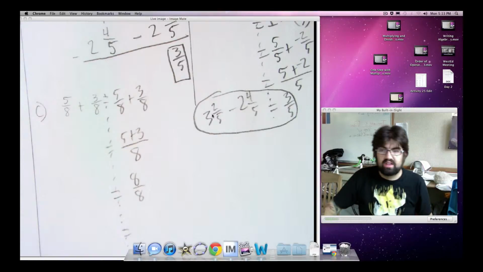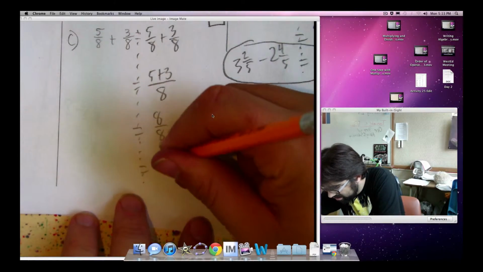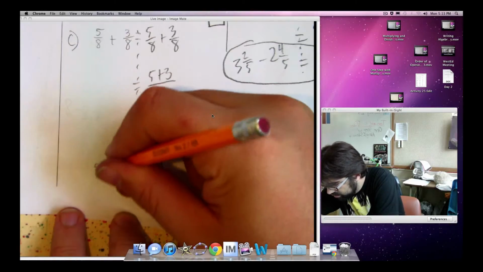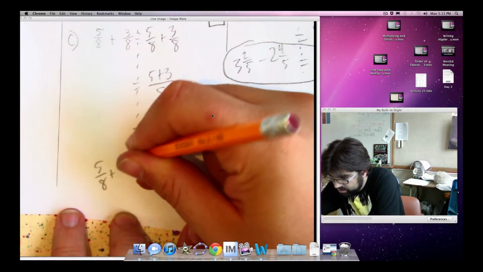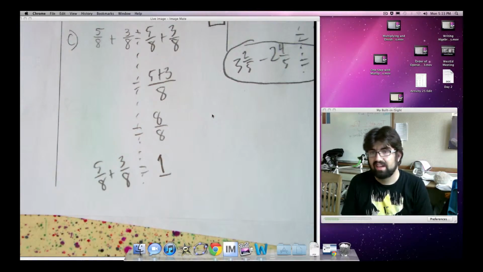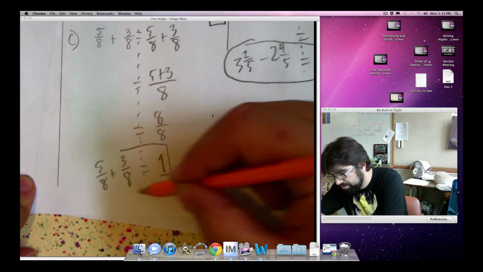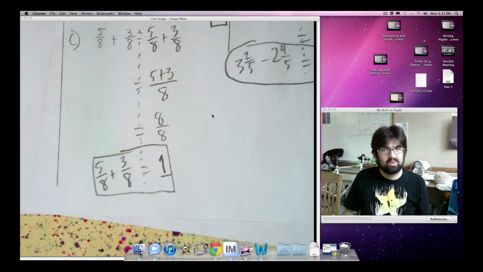And hopefully now you're saying 8 divided by 8. Well, 8 divided by 8 is 1. So I simplified and I just said flat out, what is 8 divided by 8? It's 1. So the answer is 1. So we're good on that part.